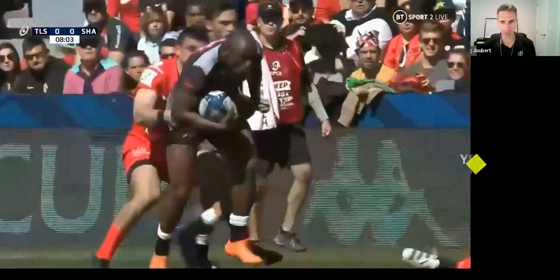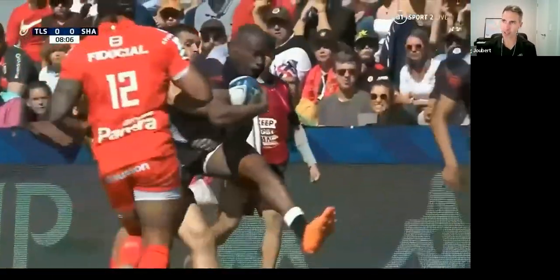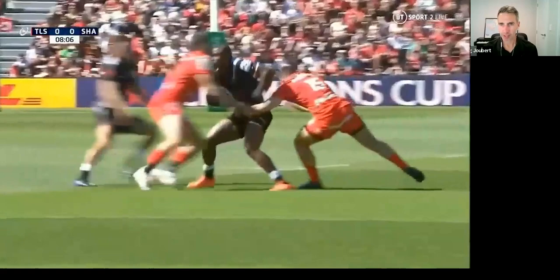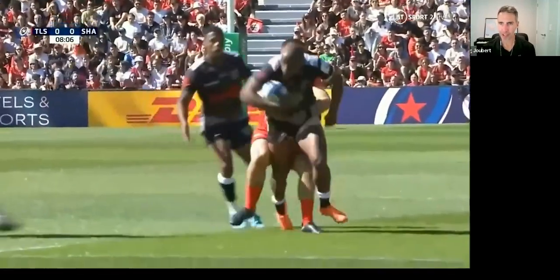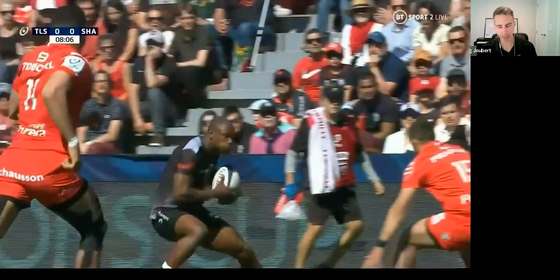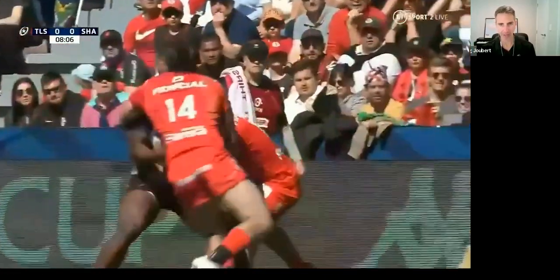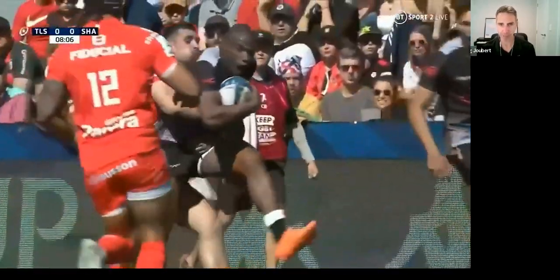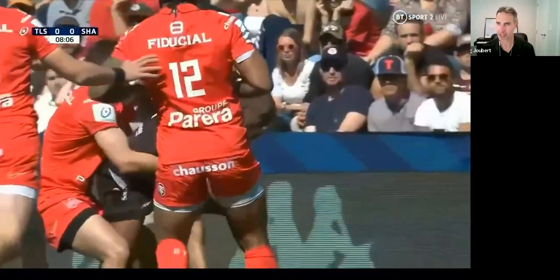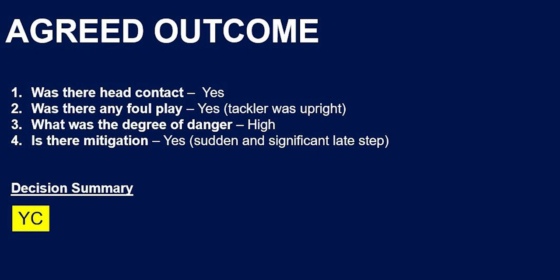For the players out there, it's really important to understand that the head contact process does try to give referees the ability to make good judgments around things like mitigation. And it's been really well described how that obvious sudden and significant late step changed the dynamics of that tackle. So whilst the tackler's at fault because he's upright, and as Conrad said, he actually came off worse, we're trying to protect almost sometimes tacklers from themselves as well.